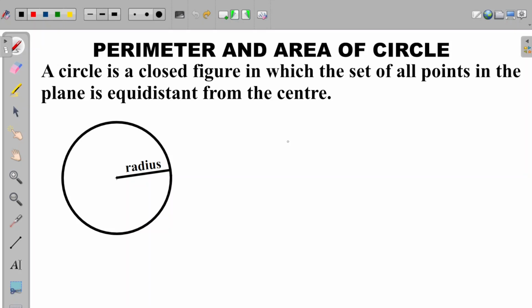Watch to the end of this video and you'll be able to learn how to obtain solutions of perimeter and area of a circle.